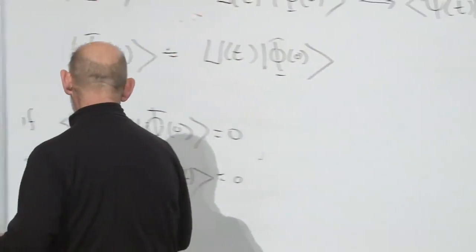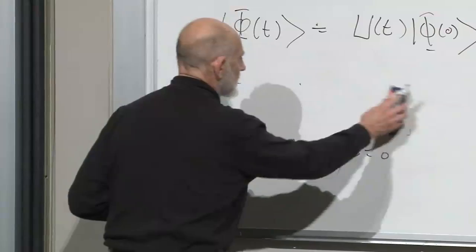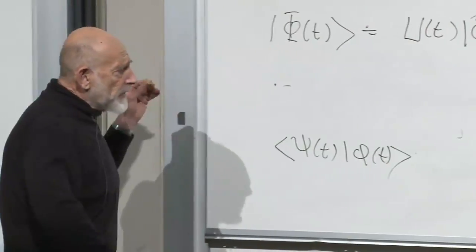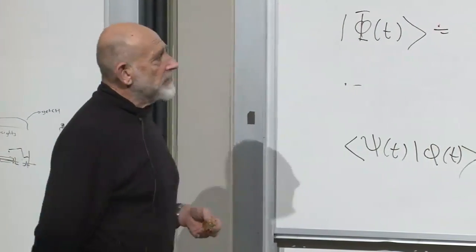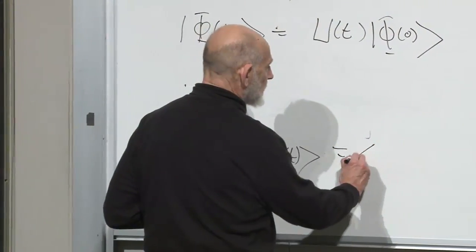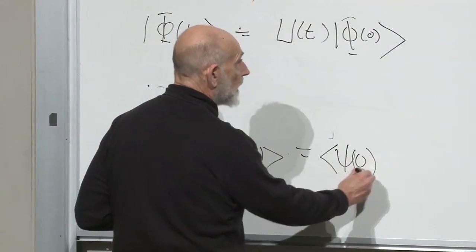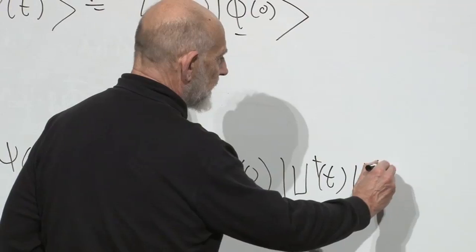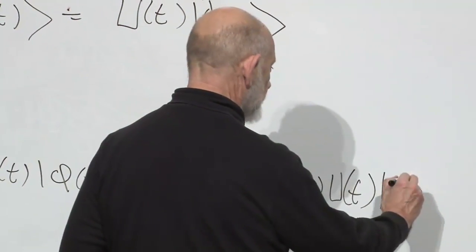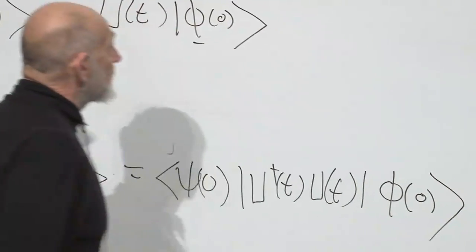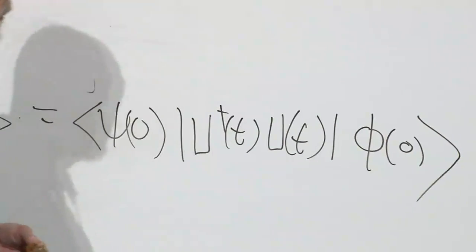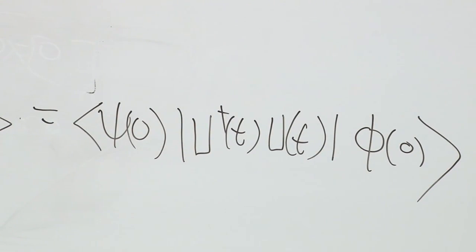For arbitrary states, they don't have to be orthogonal. Whatever they are, they have some inner product. That's equal to psi of 0, U dagger of t, U of t, phi of 0. All I've done is plug in. For phi, U of t. For psi, U dagger of t. Now, the product U dagger times U is another operator.